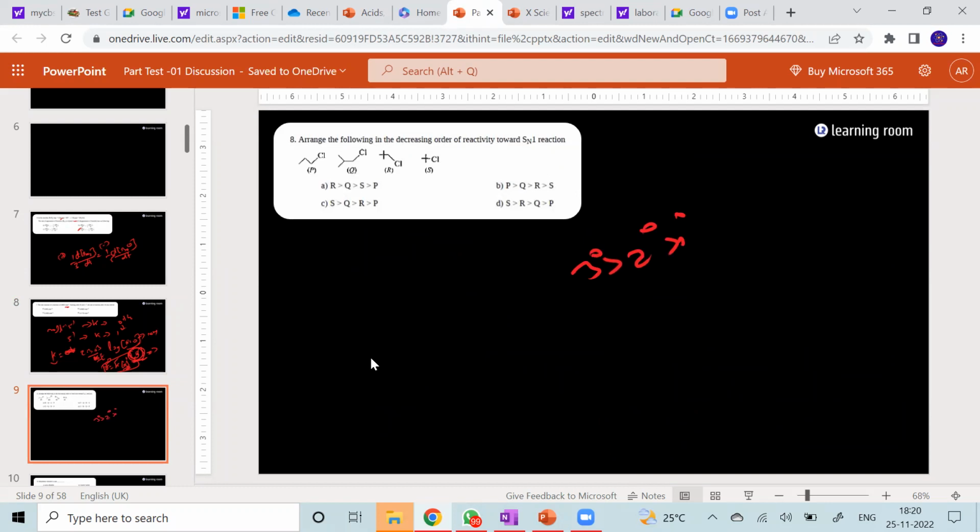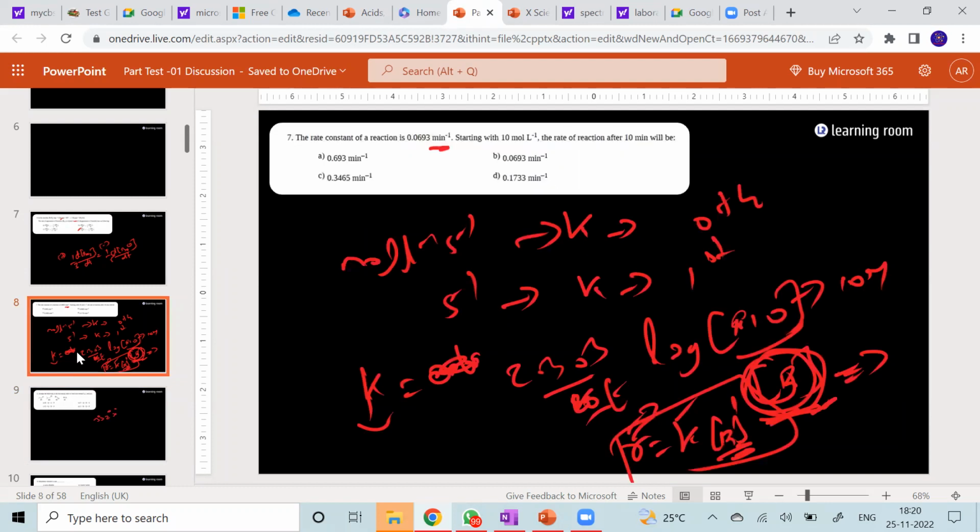Yeah, tell me. So like what is the answer to the previous question? We have to calculate now. So you get 2.303 by 0.0693. So what will be the answer then? 2.303.